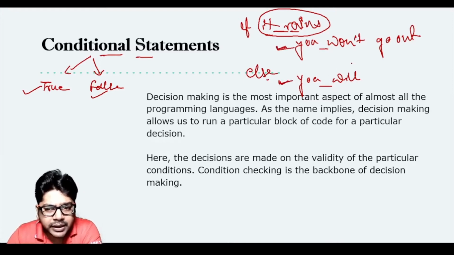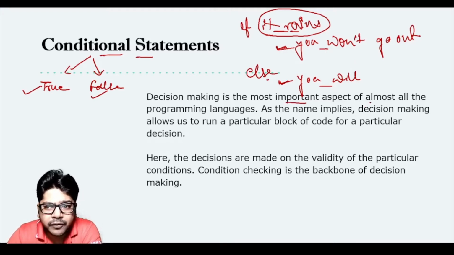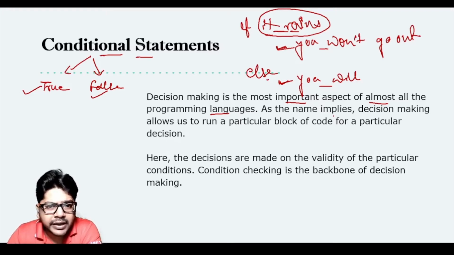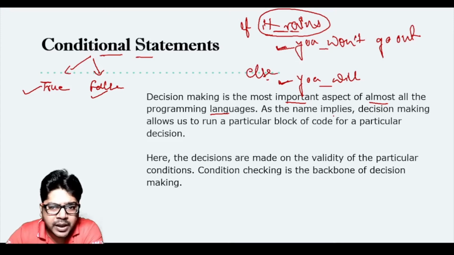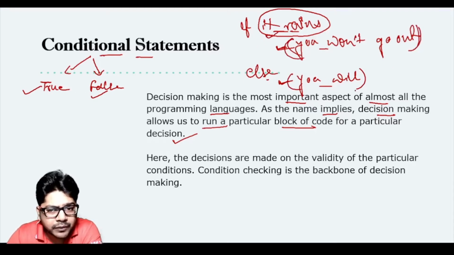Okay, so similarly, many times in a programming language also, there comes a time where you have to take a decision. And decision making is the most important aspect of all programming languages. It doesn't matter whether you are learning Java, Python, C Sharp, .NET, C, C++, whatever, it will definitely come up, and the concept will remain the same. As the name implies, decision making allows us to run a particular block of code for a particular decision. If this condition is met, this block of code will execute. If it isn't, then this other block of code will get executed.